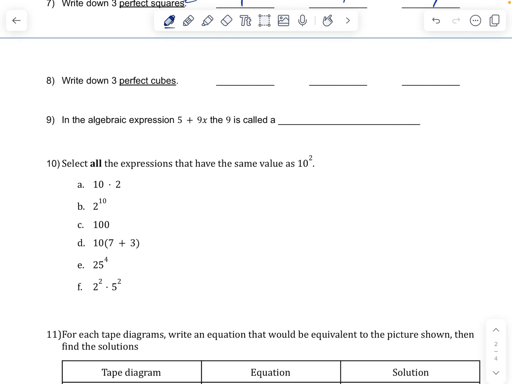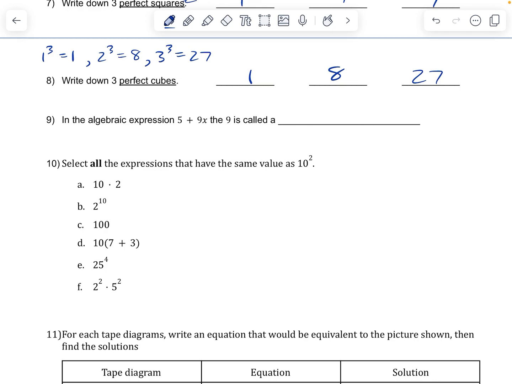Question 8, write down 3 perfect cubes. Kind of similarly to perfect squares, you could get these by just doing 1 cubed, which is 1. So that would be one of mine. The next one, 2 cubed, is 8. That would be the next one. 3 cubed, which is 27. And so that goes on and so forth.